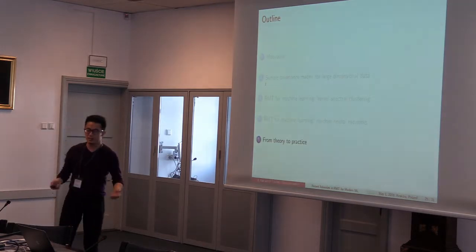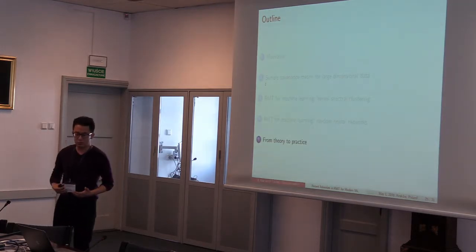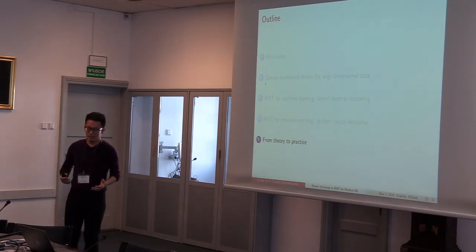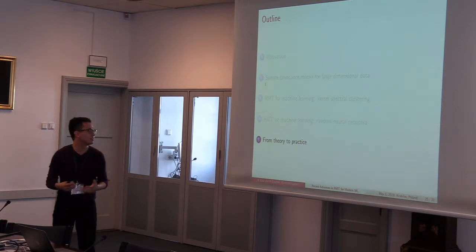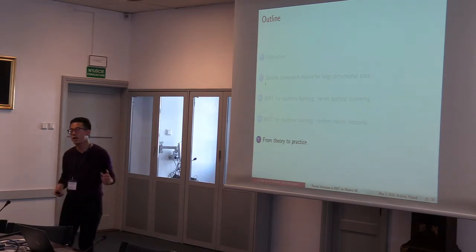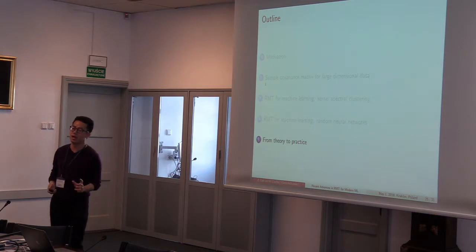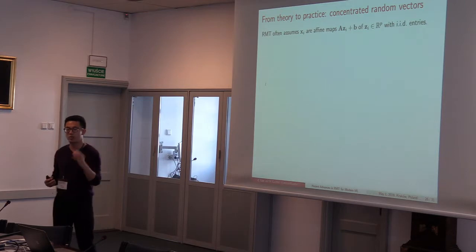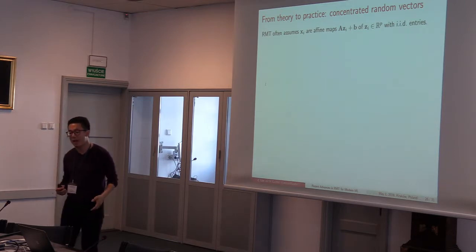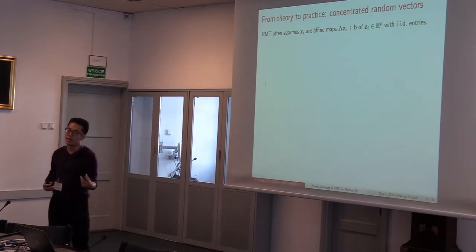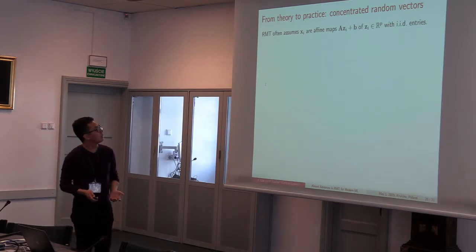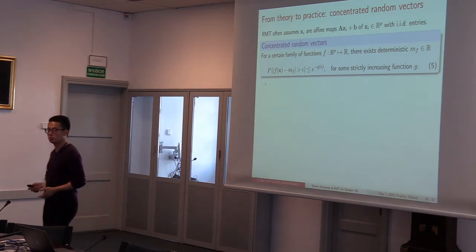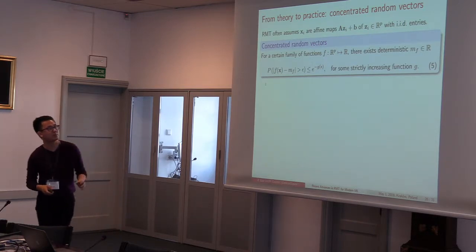And from theory to practice. So maybe you say you just took two data sets that work for your theory. Okay, I cannot test every data set, but there is a deeper theory to support our argument. Random matrix theory usually assumes that your data are affine maps of some IID random vectors. Indeed, what I have been talking about remains true for so-called concentrated random vectors.